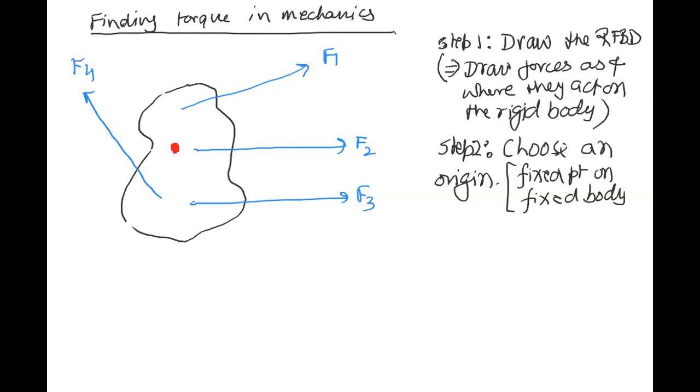Another thing that I must at this moment warn you is that there is a slight difference between the origin and the axis. I think we had a very small discussion about it in the moment of inertia. So if I tell you that you have to find the torque about an axis, then that would have a different meaning as compared to finding the torque about an origin.